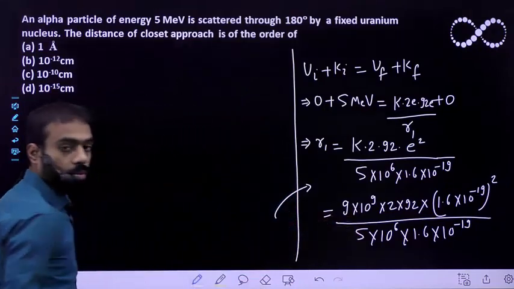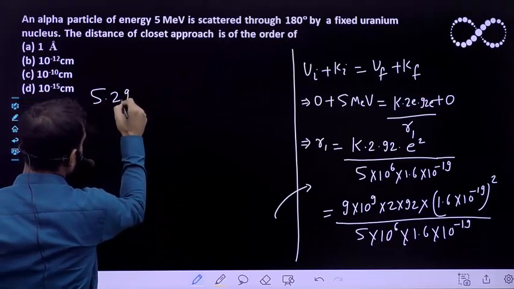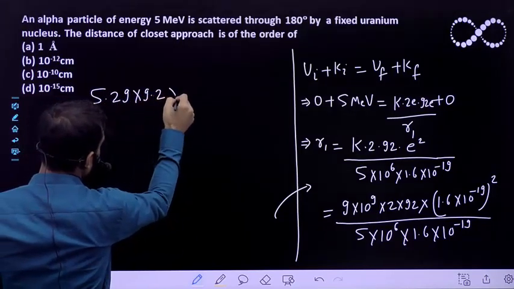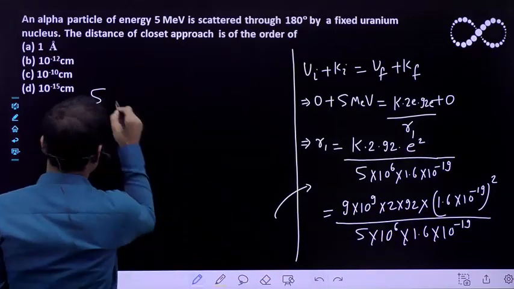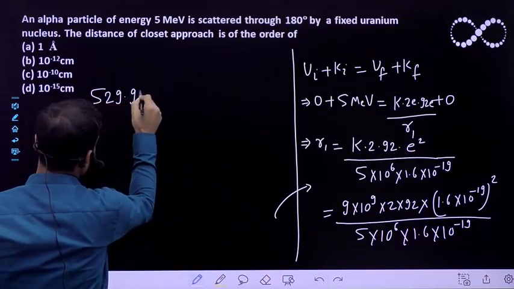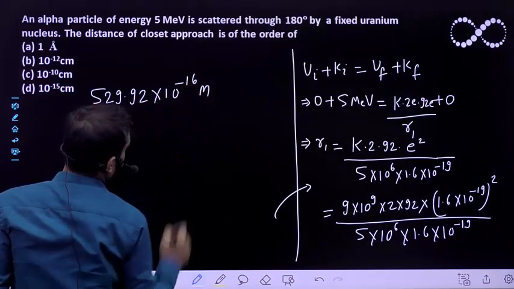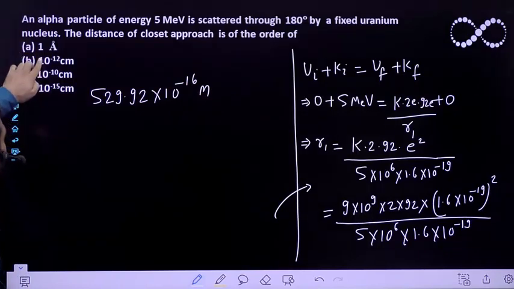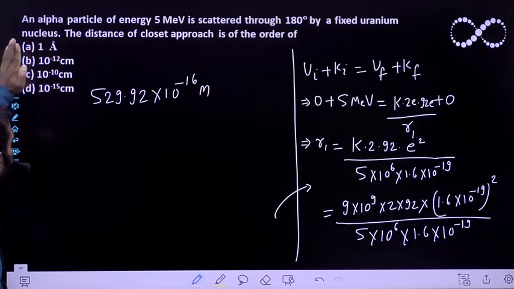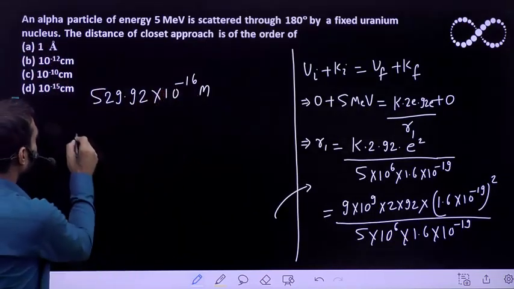If you do this calculation, omitting this part here, you will get the value something like 529.92 into 10 raised to power minus 16 meter. Since all the options are given in centimeter, let us convert this into centimeter now.